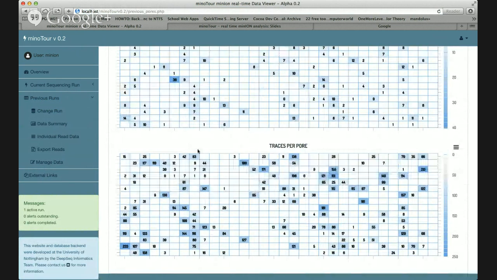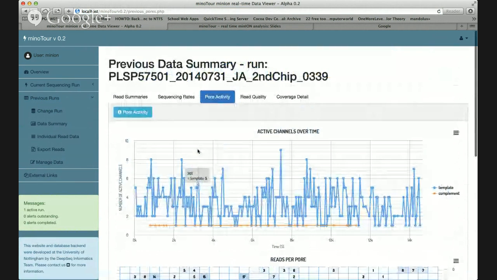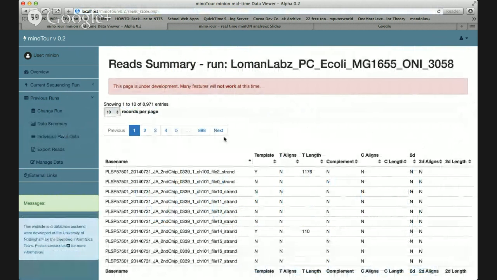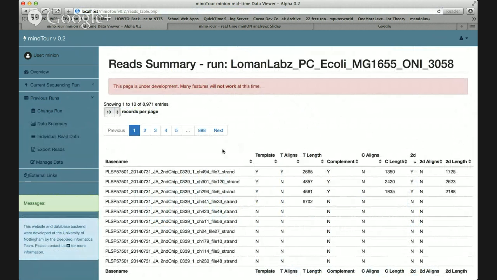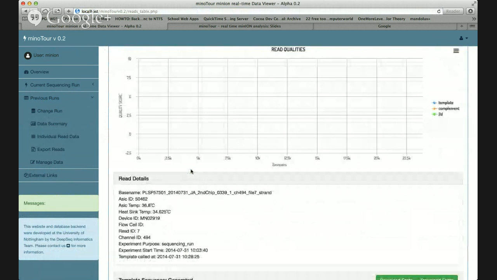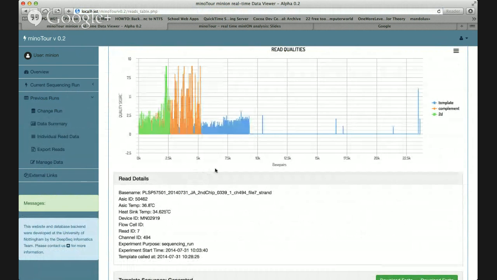And a lot of these were very, very short sequences. There was a problem. So there's a lot of things that we can do there and look at. You can also drill down into individual read data if you want. Note at the top of the page here it says under development and features won't work, but that's because it's a work in progress. Let's pull up a single read here. This will give us a quality plot for that read, or should give us a quality plot for that read. There we go. It's filling in the data.